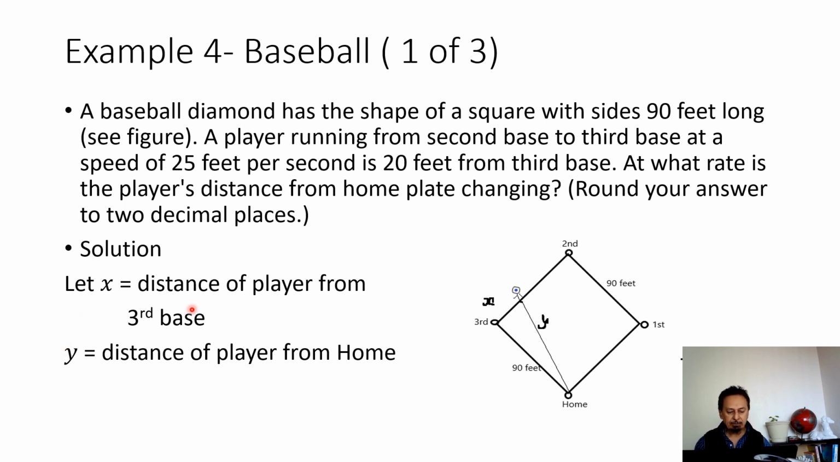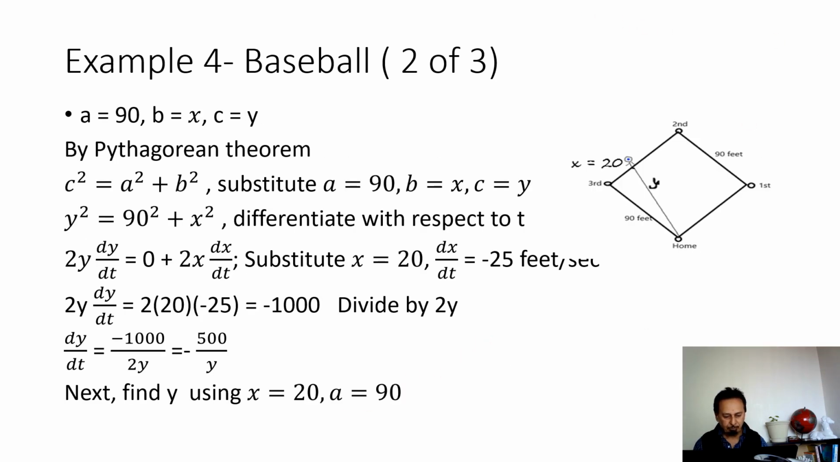So let x equal the distance of the player from the third base, and y is the distance of the player from home base. Okay, so A is 90, B is equal to x, C equals y. So we apply the Pythagorean theorem, C squared equals A squared plus B squared. We substitute A equals 90 and B equals x and C equals y. So we have the equation y squared equals 90 squared plus x squared. Now we differentiate with respect to t.